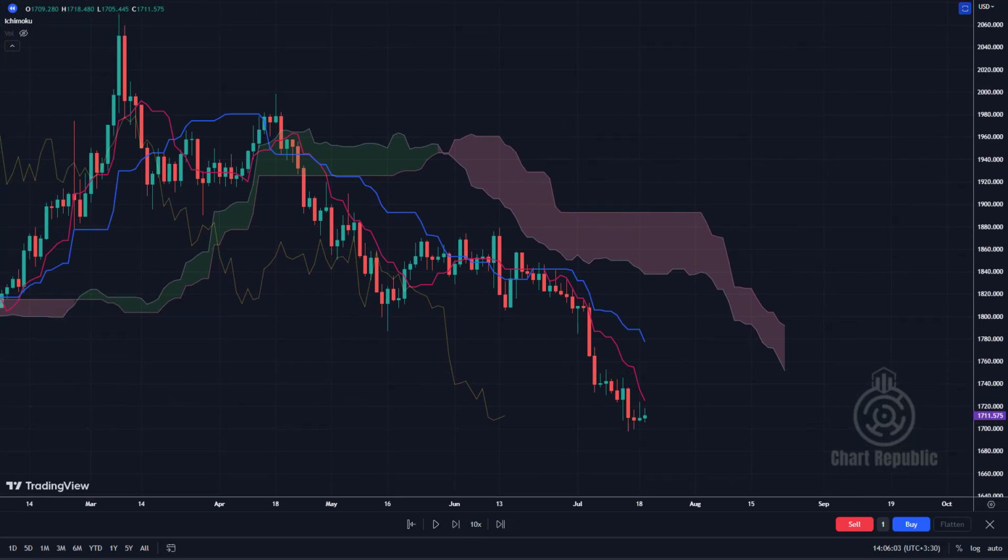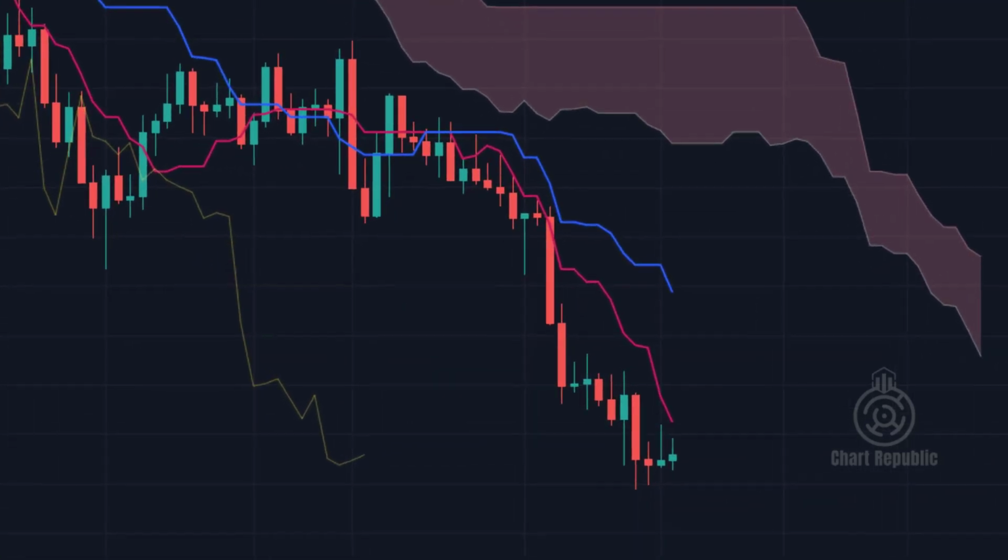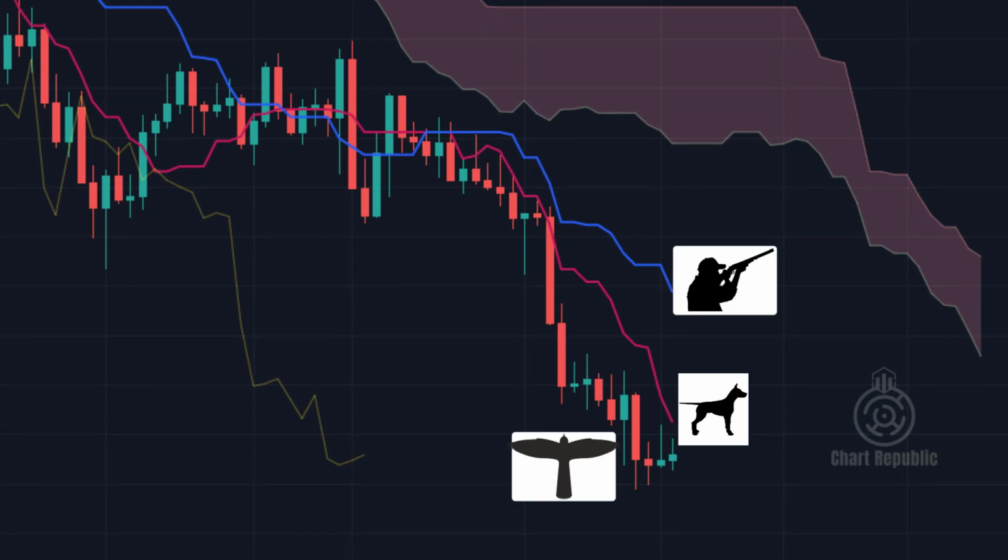Also, feel free to get creative and assign unique names to Tenkan-sen and Kijun-sen that resonate with you. For instance, you could call Kijun-sen the hunter and Tenkan-sen the hound, while referring to candles as the prey. Visualize the hound constantly tracking down and bringing the candles to the hunter.